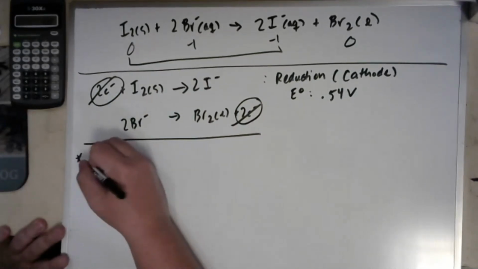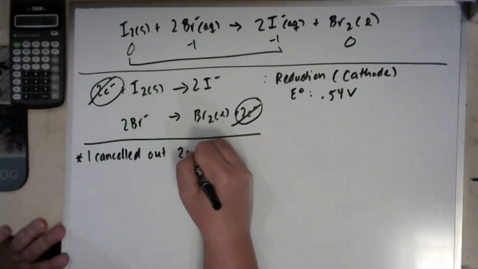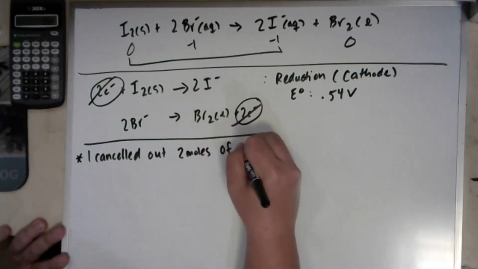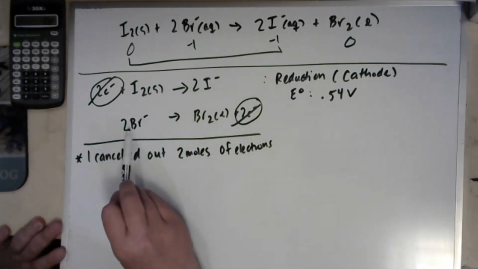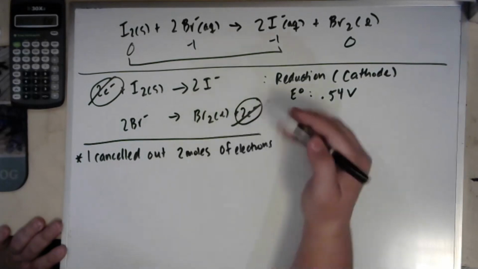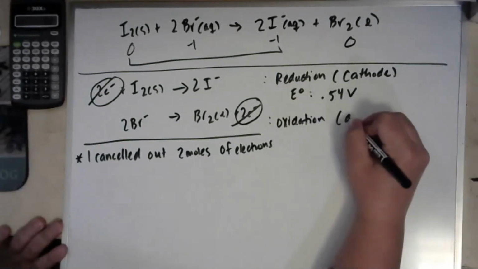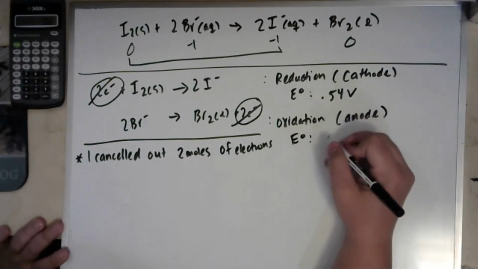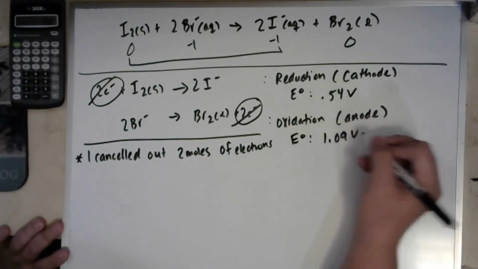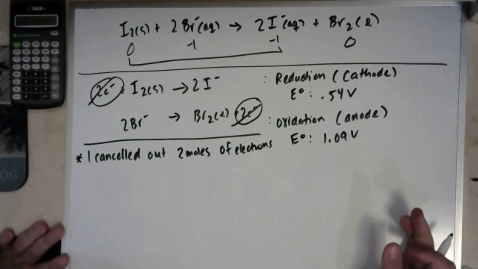Okay, so I'm going to star this and say I canceled out 2 moles of electrons. This reaction here where I'm losing electrons is going to be my oxidation half reaction, which will be at the anode. And the E value for this is going to be positive 1.09 volts. Right off the bat, I can already see that there's a spontaneity issue with this, but we're going to prove it using the delta G.